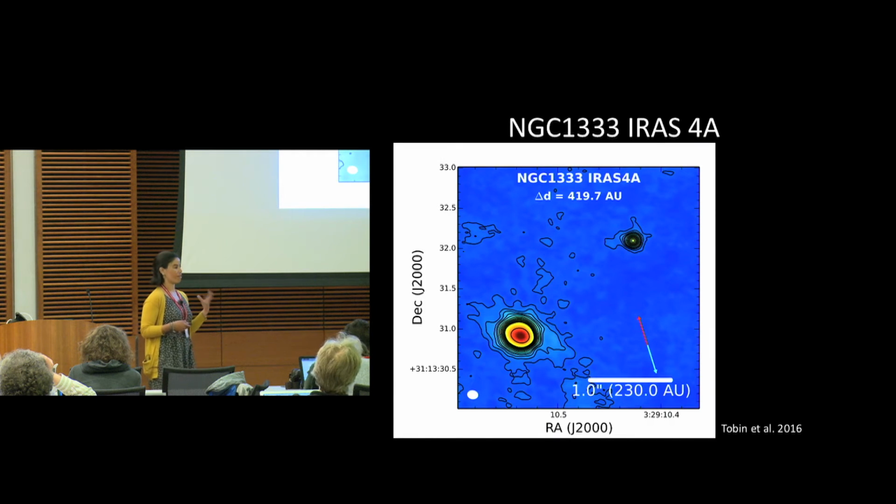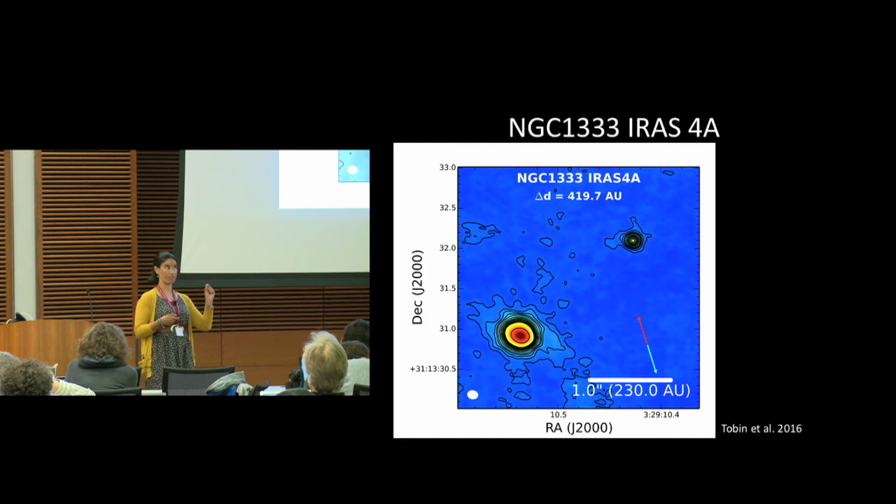Okay, so we heard a lot about IRAS 4A earlier. It's very well studied. It's a very bright object in this cloud. This is a 9mm continuum image, and you can very nicely see the two different protostars. It's a binary system. It's about 420 AU in separation, and the black contours are just the total dust emission. So this is a very young source. It's about 10,000 years old. So by studying the source, we're really looking at the very earliest stages of star formation.